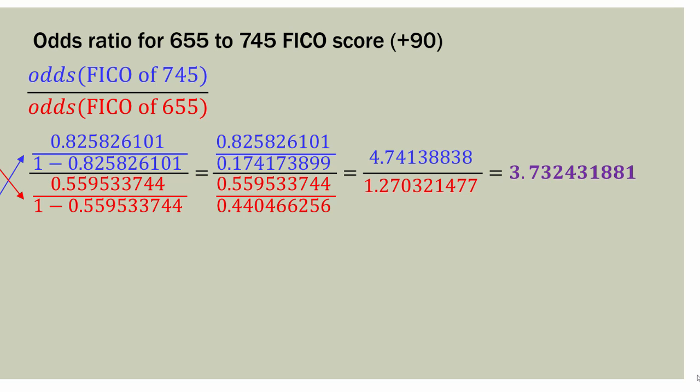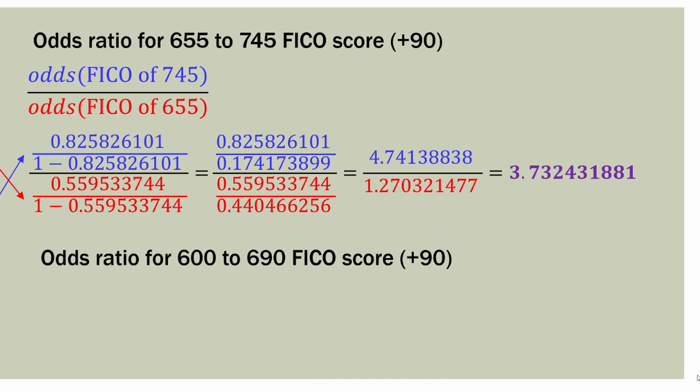Now we do the same for the FICO of 655 in the denominator. So we have 0.5595 divided by 1 minus that. That's the odds. We go ahead and compute that, and we have odds of 1.2703, etc. And when we divide that, we have the odds ratio of 3.7324. So by increasing a score from 655 to 745, a 90-point increase, the odds increased by a factor of 3.732 and some change. Now, let's pick two more scores that are also 90 points apart.